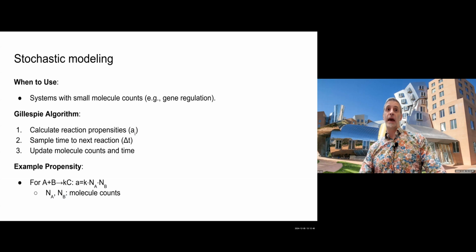If we want to zoom in on particular pathways, and maybe even look at what the dynamics are in a single cell, sometimes we're talking about a small number of molecules. So if we take a flux balance approach, now we're assuming that the number of molecules doesn't change, right?